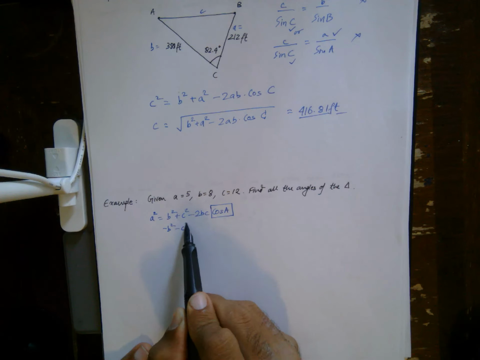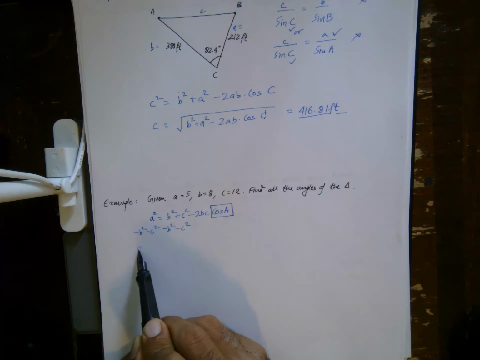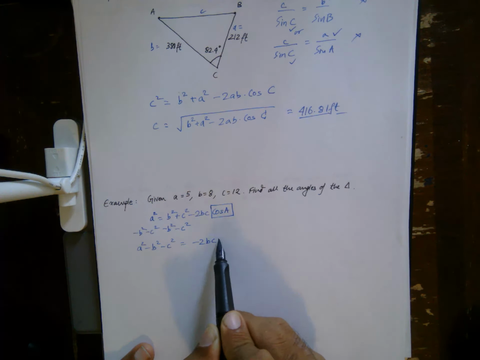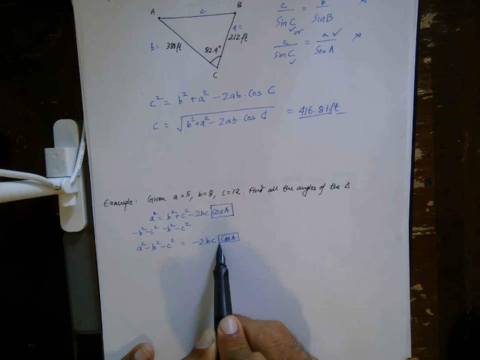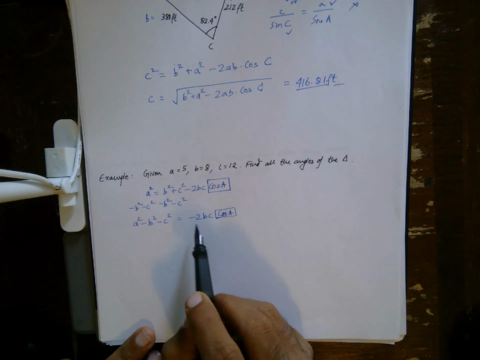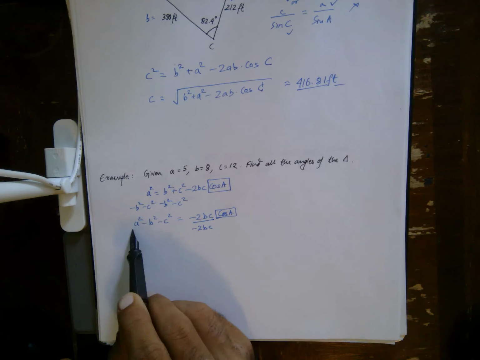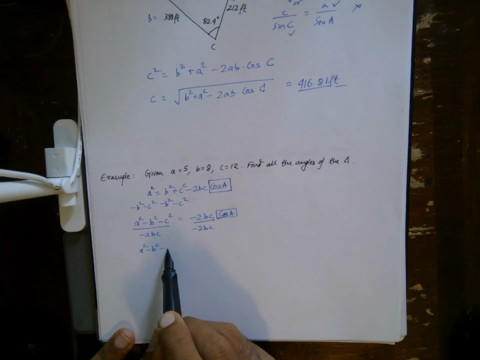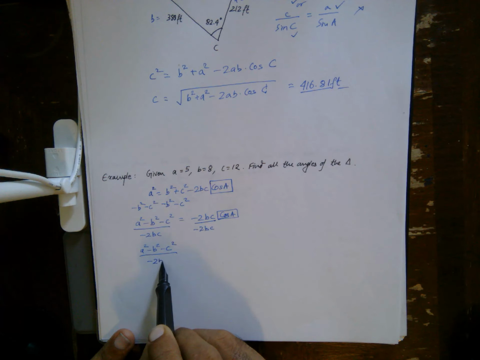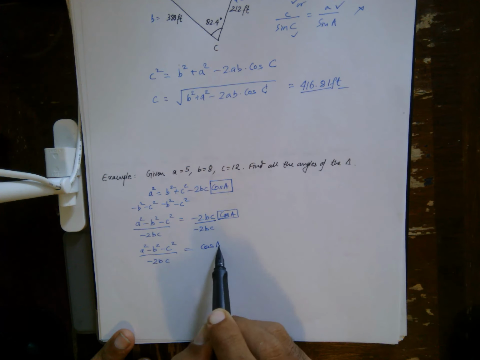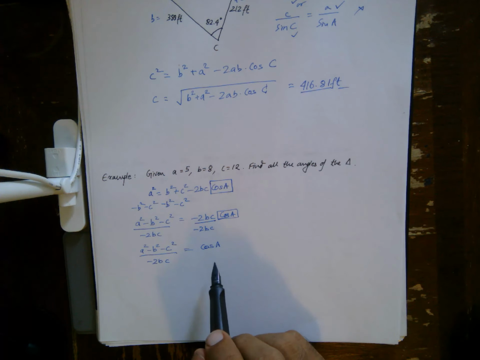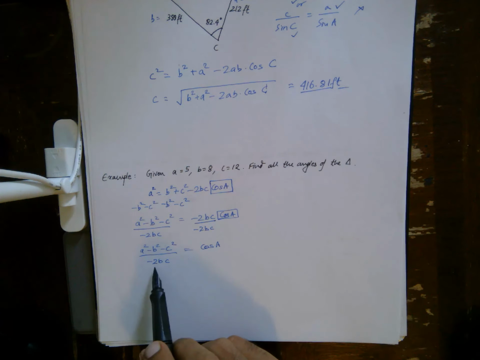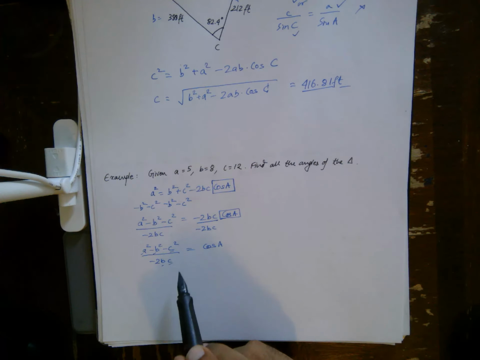That would mean subtract from both sides to get a squared minus b squared minus c squared is negative 2bc cosine A. Once again, our goal is to solve for cosine A, so we divide both sides by negative 2bc to get a squared minus b squared minus c squared over negative 2bc is cosine A. Once we get cosine A, we know we can use inverse to get A. And we can do this because we have all three sides.